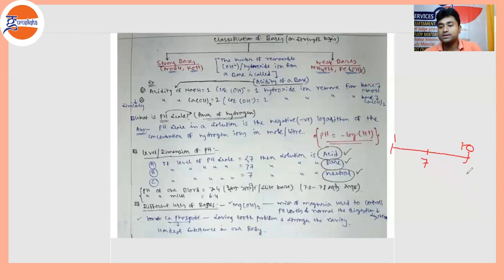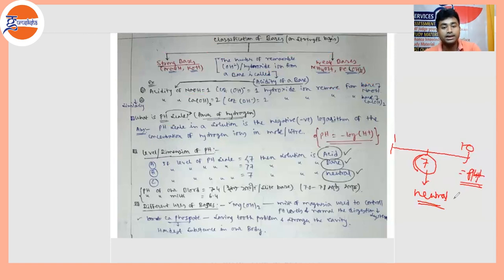Okay, suppose this is the pH scale, which starts from 1 and ends at 10. Suppose you assume that. In this scale, the level of 7 is called the neutral portion of pH.